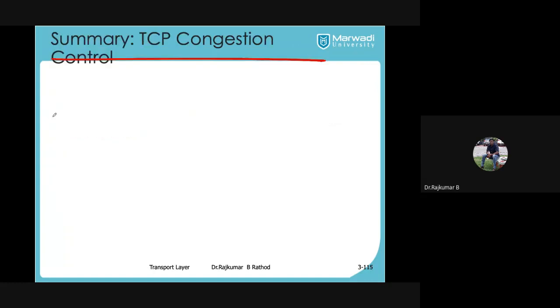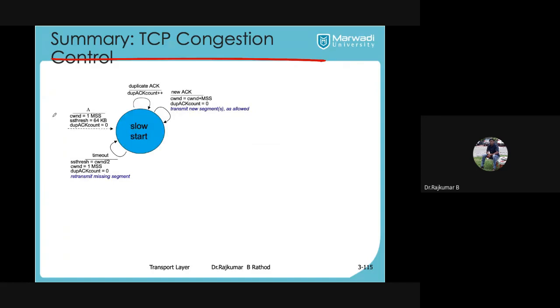With this, you can see the TCP congestion control example we just heard, given in terms of number of segments. What is happening in the slow start mechanism? Initially nothing is there, correct? Then it transfers one segment. Maximum segment size is 1.